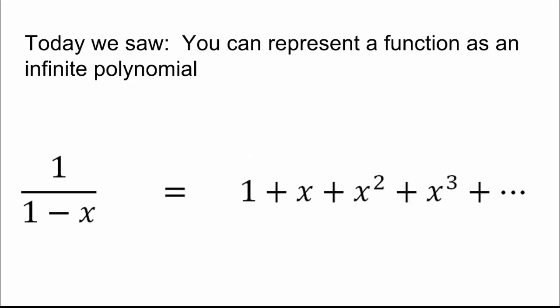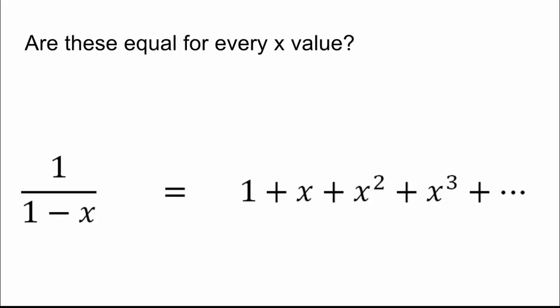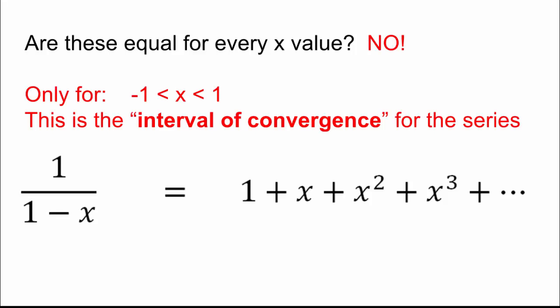In lecture, we used polynomial division to represent the function on the left as an infinite polynomial on the right. We're going to be learning a different technique later that's a lot more powerful so that we can represent any function as an infinite polynomial, but right now this is the one we have. So we wrote that the left side equals the right side, but are they actually equal for every x value? No, we figured out that they're not.